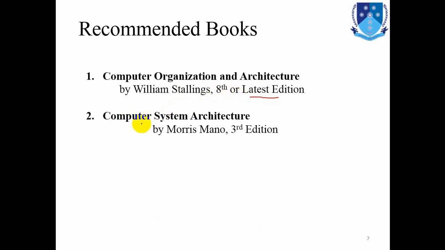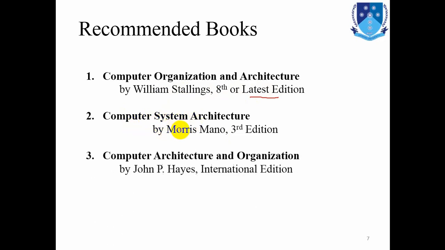The second book for this course is Computer System Architecture, authored by Morris Mano. And the third book is Computer Architecture and Organization, authored by John P. Hayes. These three are the recommended books for this course.